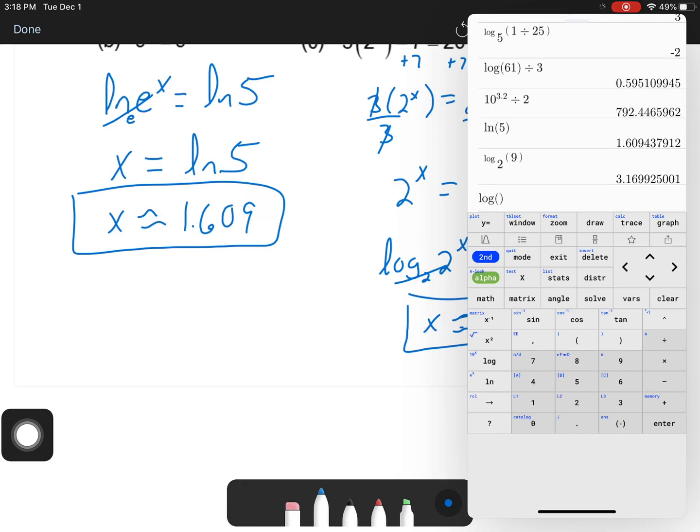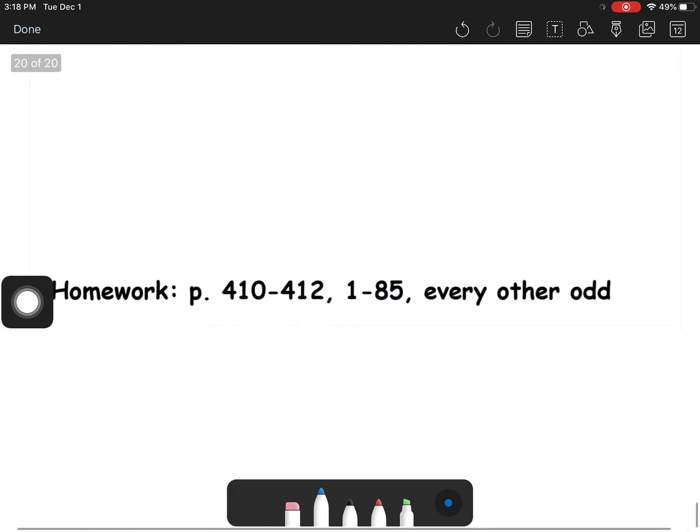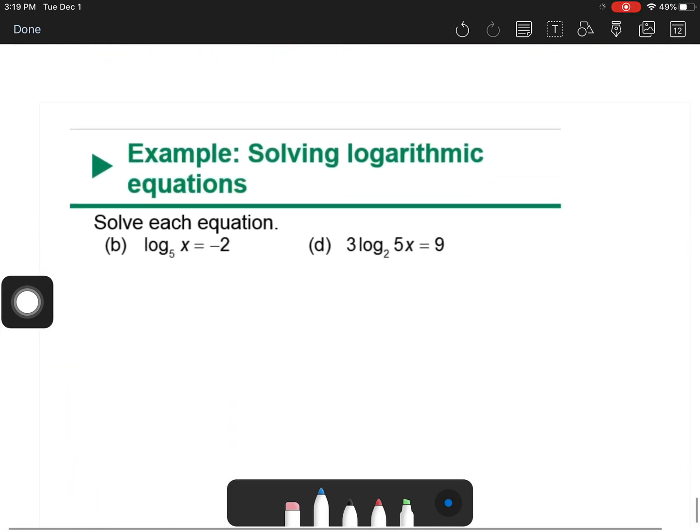Because everybody has a log button on there, if I take log of 9 and divide that by log of 2, you should see we get the same values as what I had right there. Okay, so if you don't have a calculator that has this function in it, you can just divide those. Okay, and what else? A couple more.